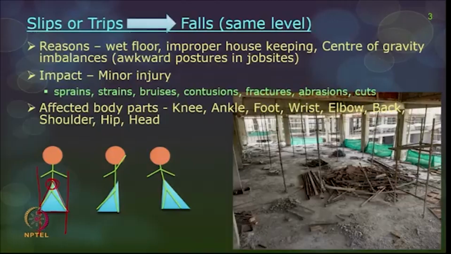Impact: generally, whatever has been reported so far as a result of falls on the same level is only minor injury, and we have seen earlier in the first classes what a minor injury is. It can be a sprain, strain, bruises, contusions, fracture and abrasions, whatever you want. Affected body parts can be any one of the body parts.